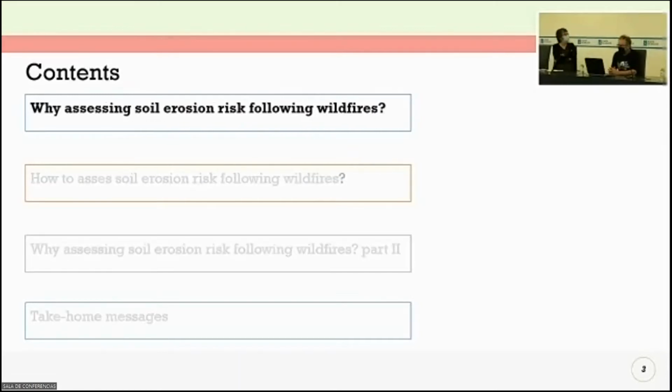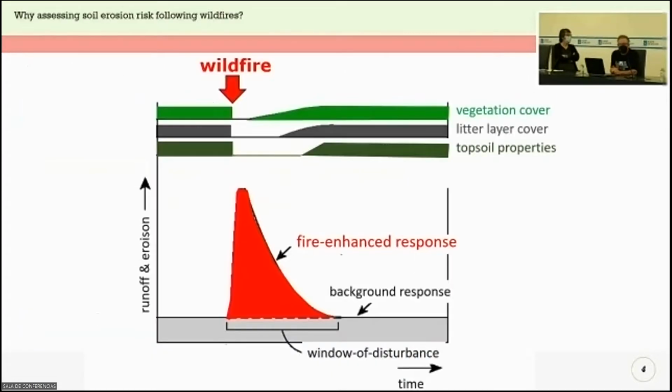So starting, why assess soil erosion risk following wildfires? Well, this is very easy to explain through this diagram. You see here the occurrence of a wildfire, which affects and reduces the vegetation cover, the cover of the litter layer, and also affects soil properties. And with time, those properties of the vegetation and litter layer recover somehow. But during that period of recovery, the so-called window of disturbance, we can have a strong increase in runoff and erosion. And then with time, it returns again to the baseline levels, the background levels, not necessarily erosion zero, okay?